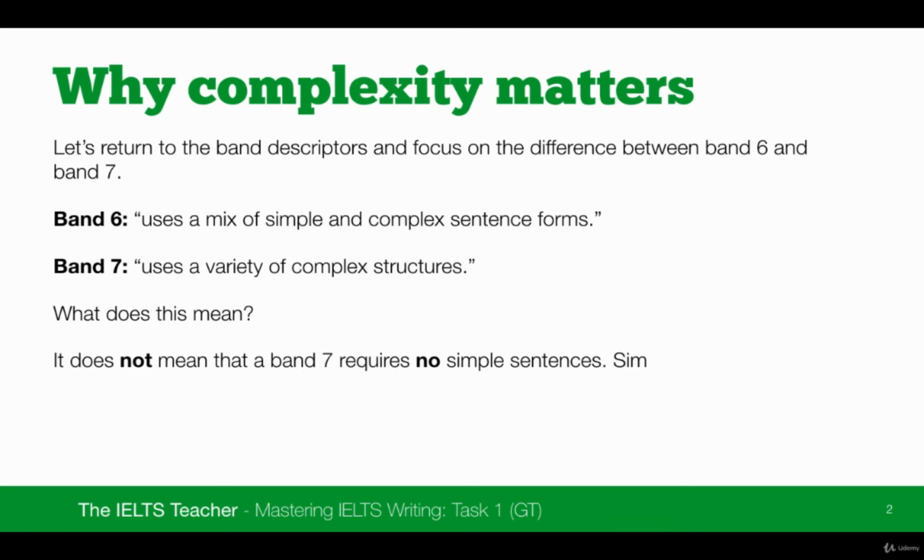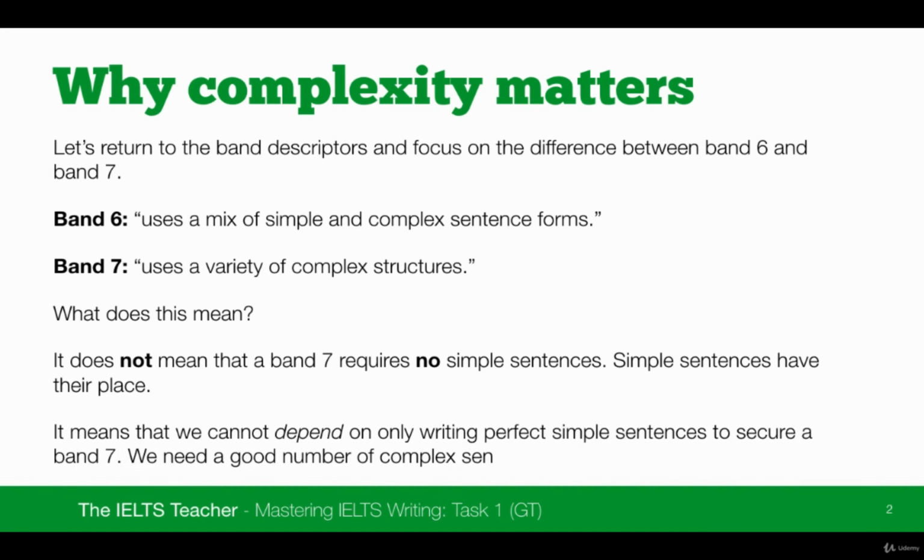Now, what does this mean? It does not mean that a band 7 requires no simple sentences. Simple sentences can have their place. So don't feel like every single sentence that you write has to be complex. You want to use a variety of sentence structures, but you need to show your comfort and confidence using complex structures. It means that we cannot depend on only writing perfect simple sentences to secure a band 7.